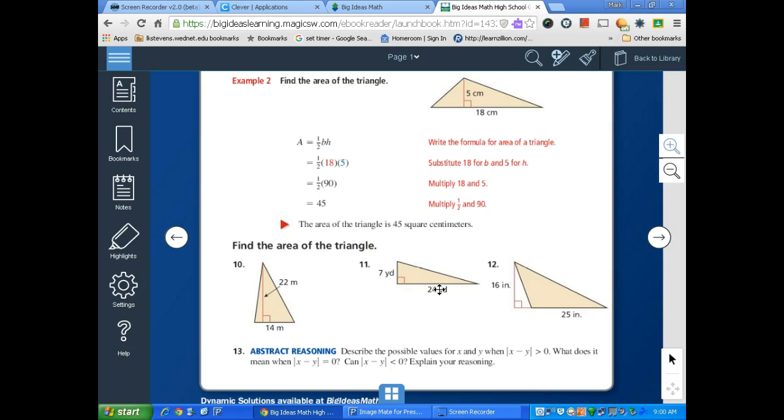How about 12? So we have an area on 12. Drew? 200? Yeah, so if I take half of one of these, so half of the 16 would make it easy. 8 times 25 is 200 square inches. Any questions on those?